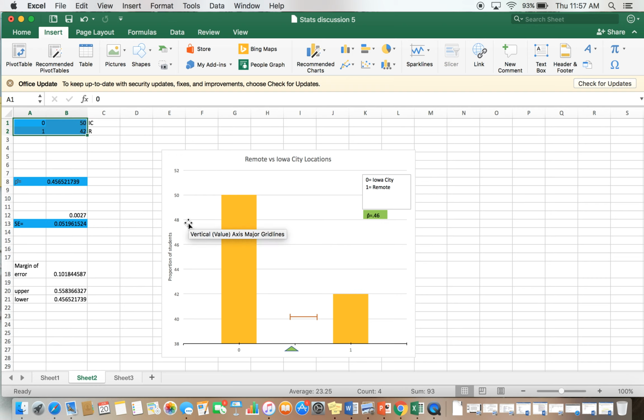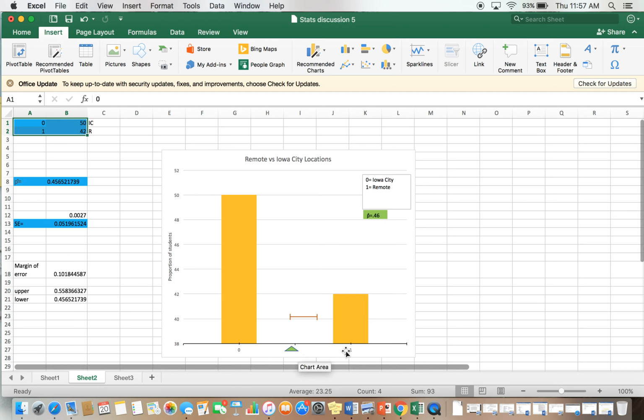On my y-axis, I have the proportion of students, and on my x-axis, I have my 2 bars. It is clearly skewed to the left because there were more students in the 0, or the Iowa City group, than in the remote location group. But realistically, it's only a difference of 8 students. So it looks like a really big jump here, but it's not that bad.